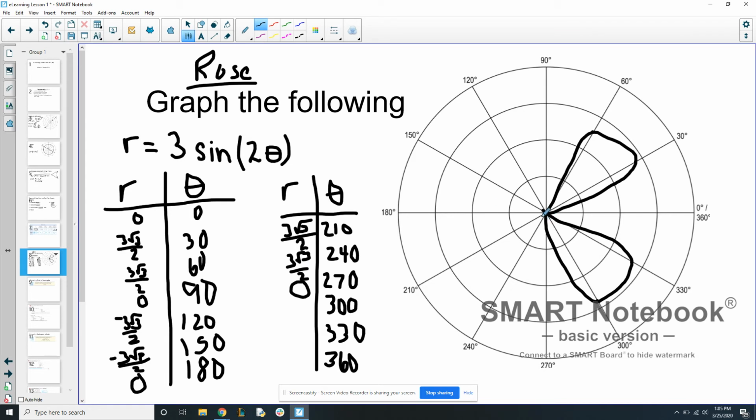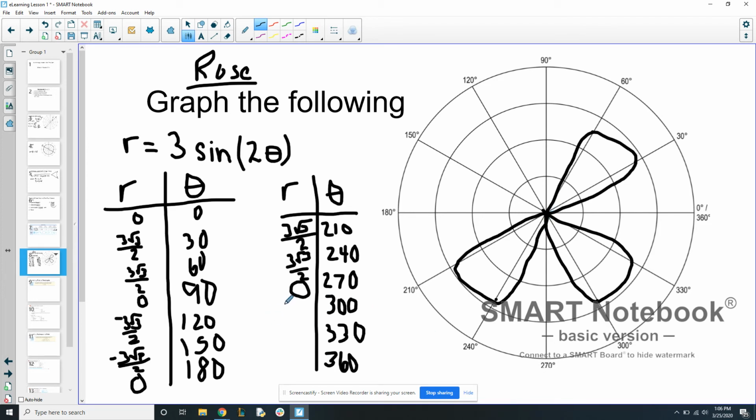Okay, so if I graph that, 210 is 3 square root 3 over 2. 240 is 3 square root 3 over 2. 270 is back at 0. And we have our third petal.